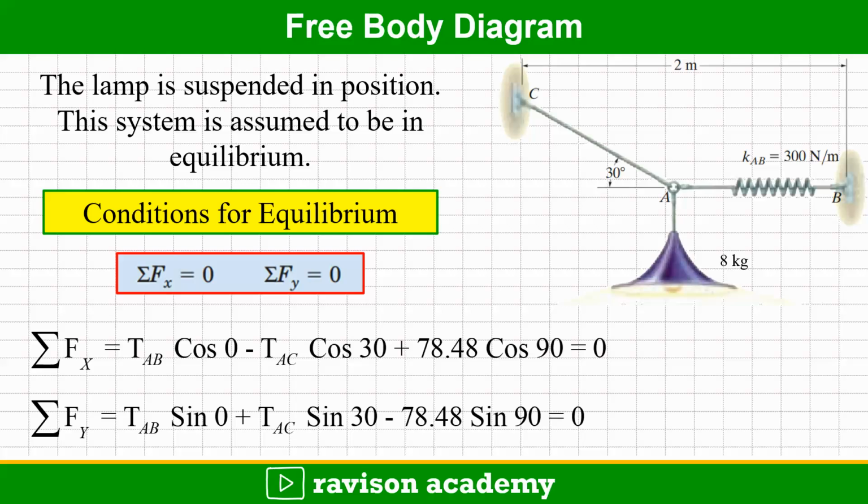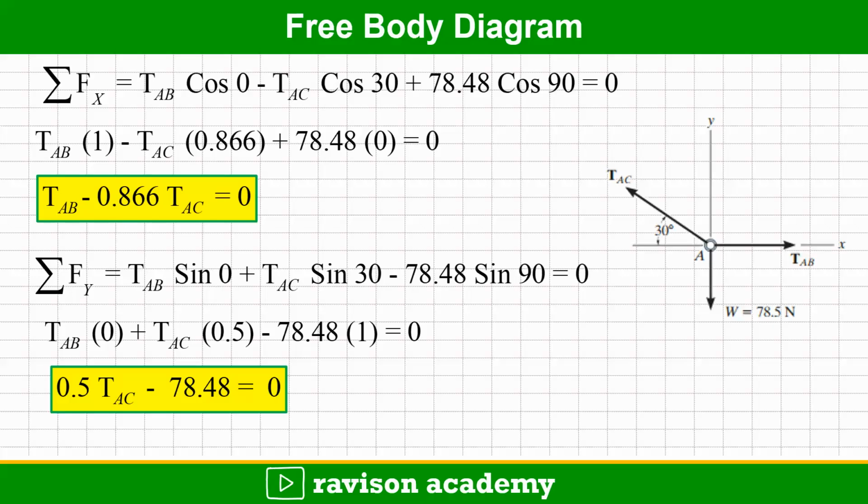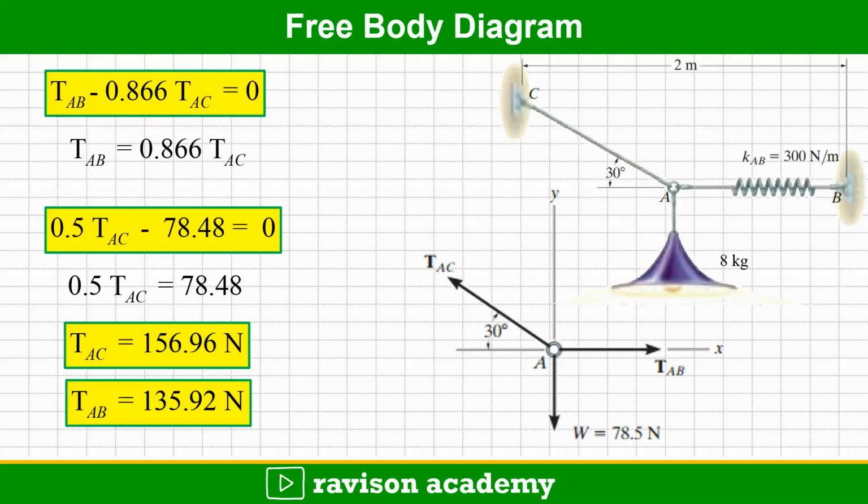We know the conditions for equilibrium: summation Fx equal to 0 and summation Fy equal to 0. We already found summation Fx and summation Fy, and equating the equations to 0, we will get tension in AB minus 0.866 TAC equal to 0 and 0.5 TAC minus 78.48 equal to 0. Here we get two equations. On solving these two equations, we get the tension in AC as 156.96 Newton and tension in AB as 135.92 Newton. So one part of the question is over.